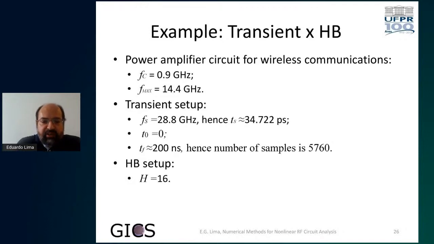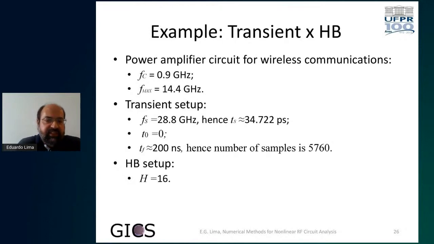At this point, a numerical example is used to illustrate the transient versus harmonic balance in performing a large signal analysis. In this example, a circuit of a power amplifier for wireless communications is used. The fundamental frequency is set to 0.9 GHz. It is also assumed that the harmonics of order larger than 16 can be neglected, which means that the maximum frequency of voltages and currents is equal to 14.4 GHz.